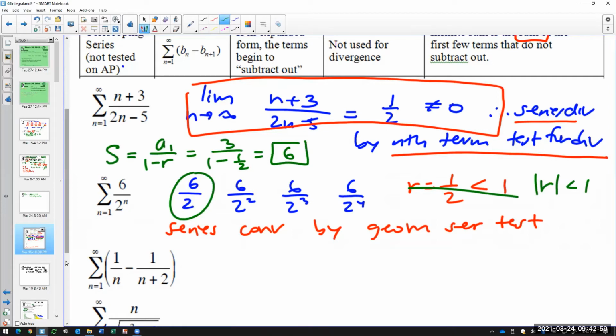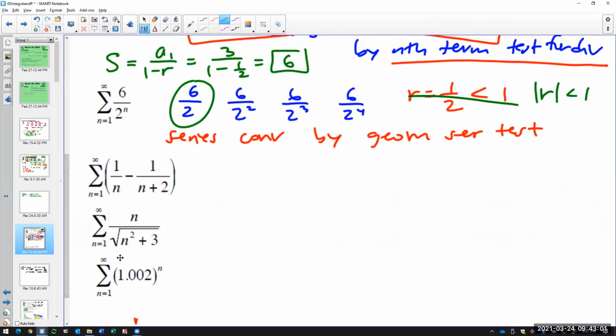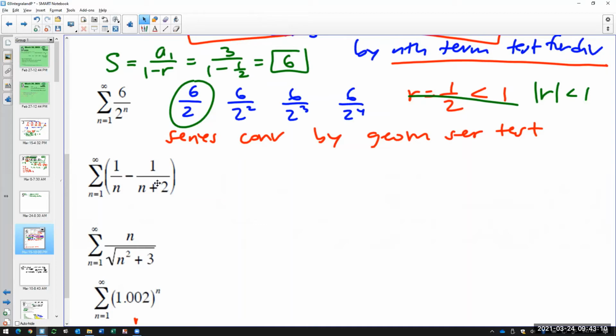All right, let's look at this problem right here. Which test do you think we're going to use? Telescoping. Okay, just a warning. Telescoping always looks like this, but just because it looks like this doesn't mean it's telescoping. Is everybody good with that? Telescoping always looks like 2 terms or 3 terms added together, but just because it looks like that doesn't mean it's telescoping. So let's go ahead and see if it's telescoping.